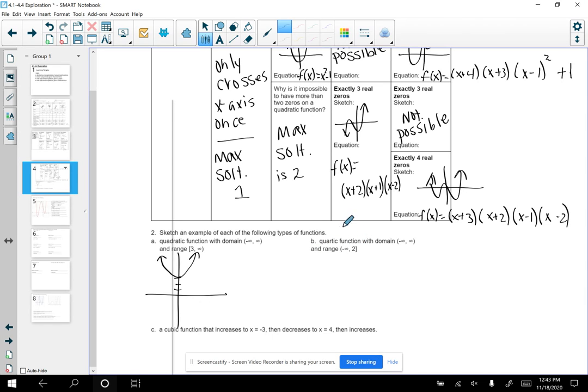Quartic function, so 4th degree with domain negative infinity to infinity and range negative infinity to 2. So the lowest it goes, negative infinity, right? So we know it's opening down, and then the highest it goes is 2. So I'm going to go ahead and draw a quartic function. Then this point right here would be at 2. So I'll draw my x-axis, something like that, right? The highest that point touches is 2.